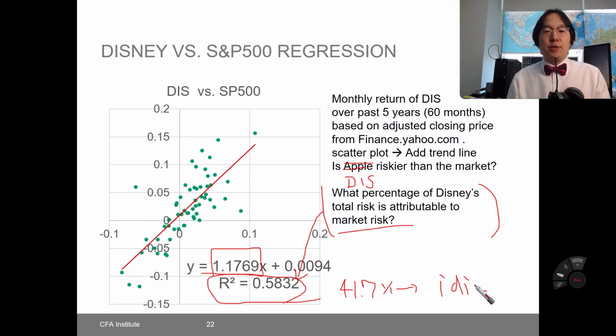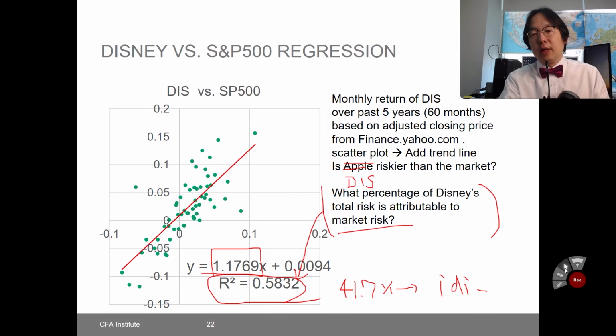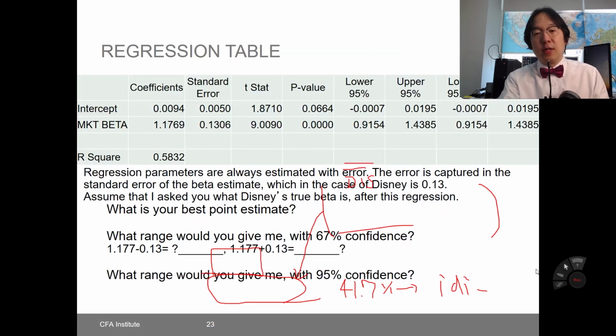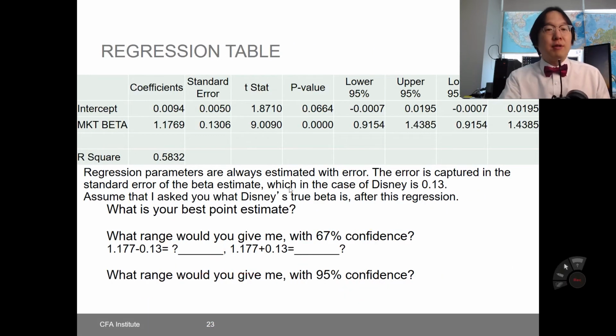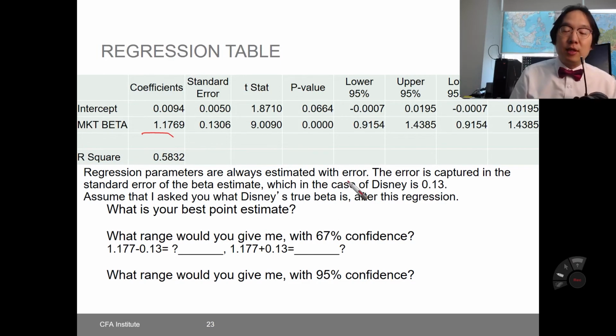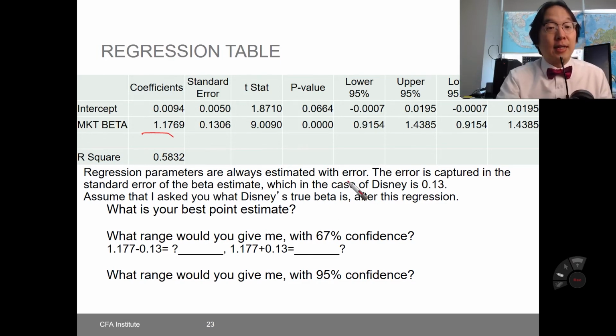So this is not strictly a well quantified measure of market risk itself. The market risk measure that we use is the beta. Okay, beta, and then let's go next, right? And then regression table based on this Disney, right? 1.17. You see the same result over here. This is when you formally run a linear regression using Excel, right?